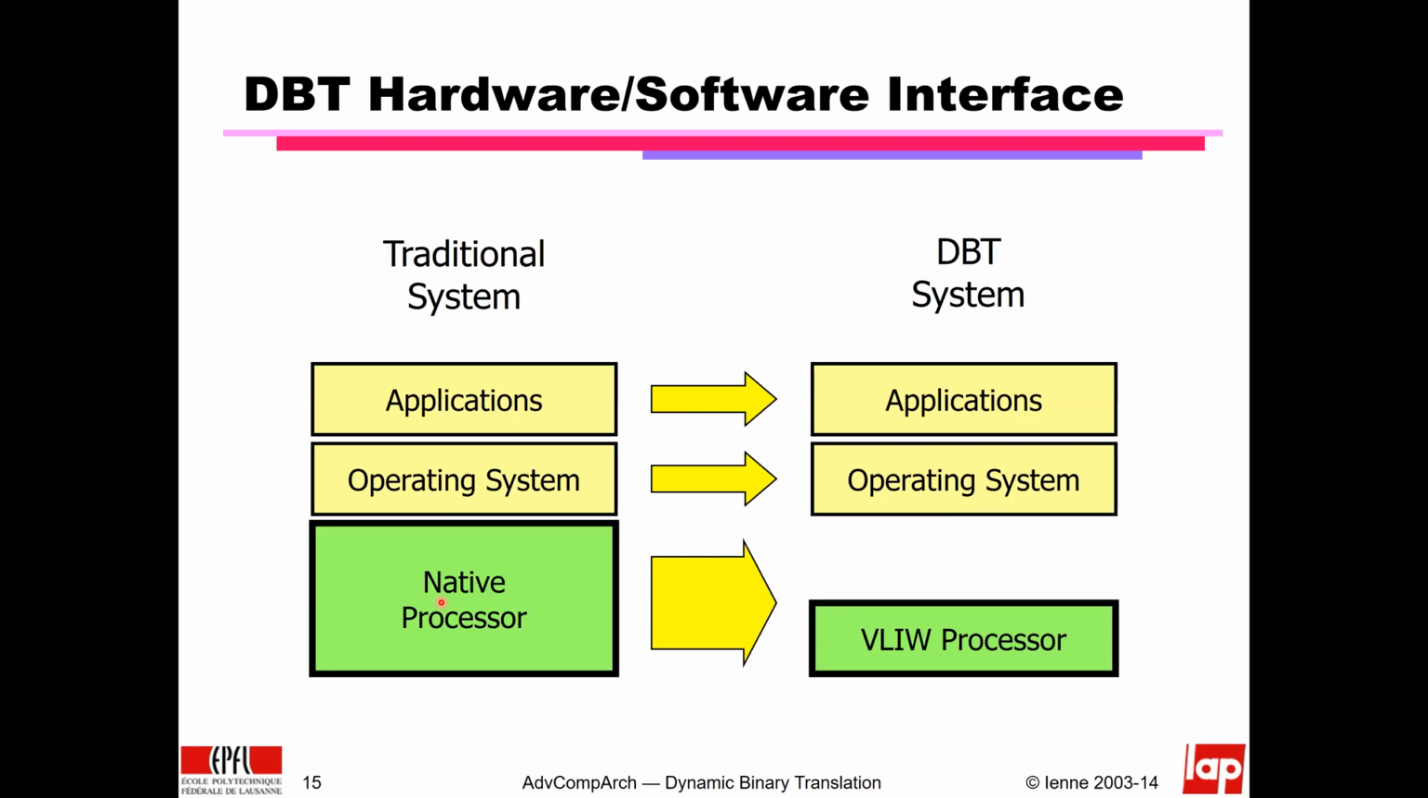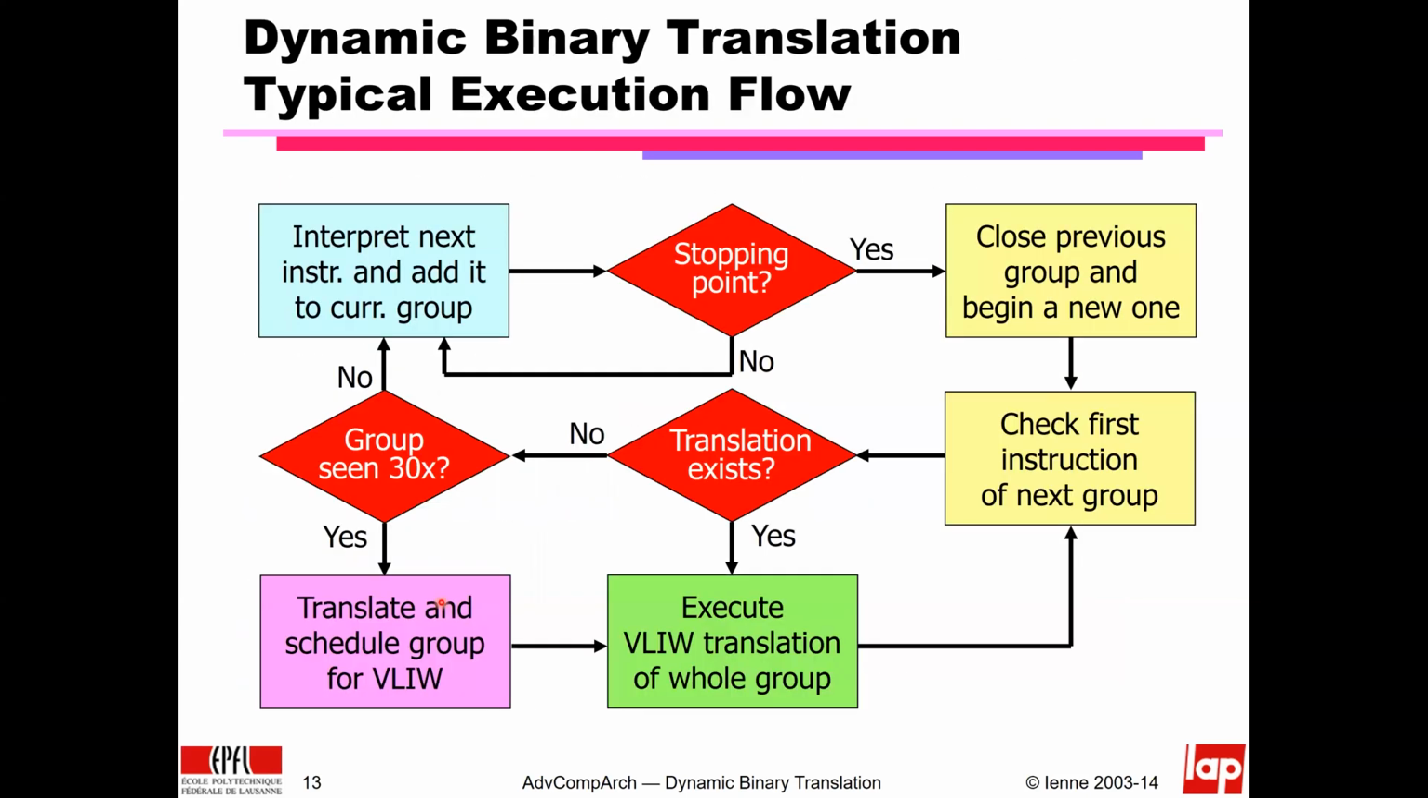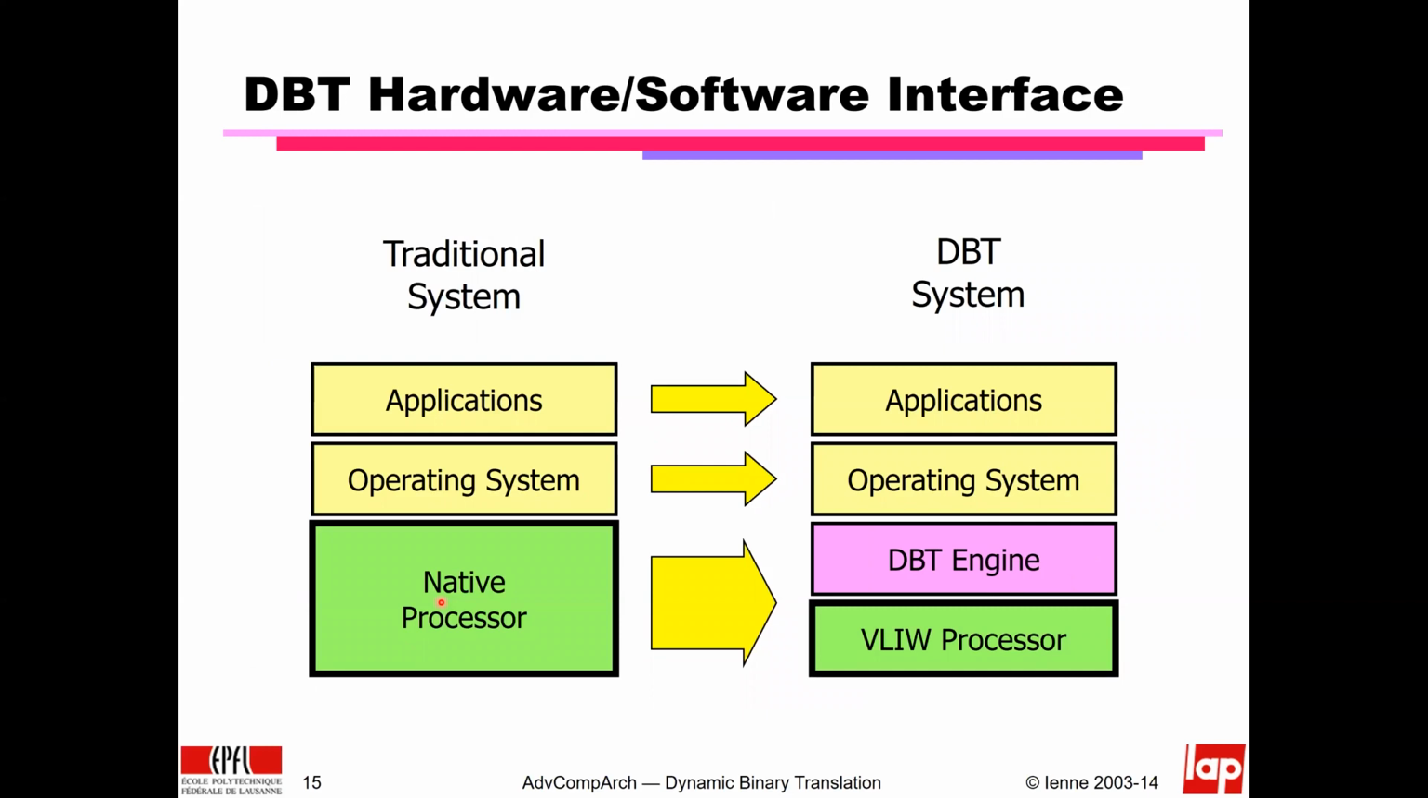And now what happens? What happens is that you have this processor, maybe because I'm thinking of Transmeta in particular, but it doesn't have to be necessarily a VLIW processor, the operating system and the application, but below the operating system, there is a DBT engine, a dynamic binary translation engine, essentially the program that implements this finite state machine, this flowchart. This is radical, right?